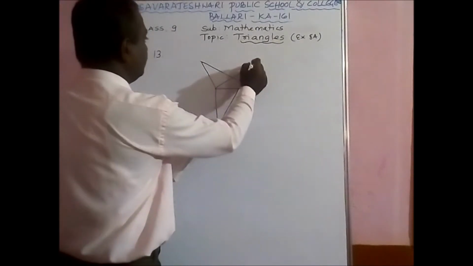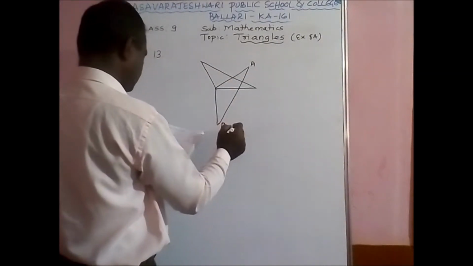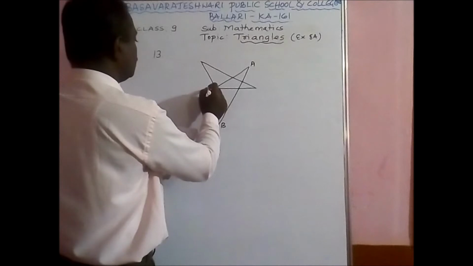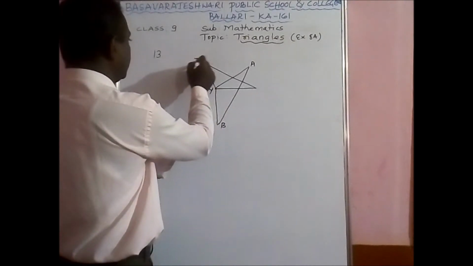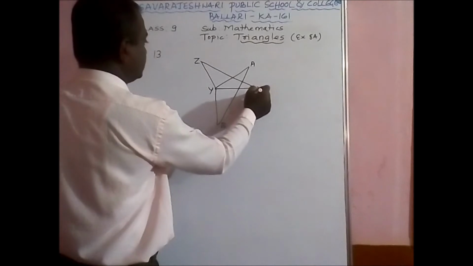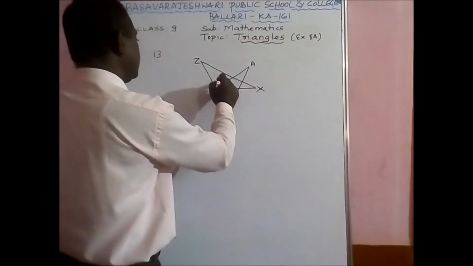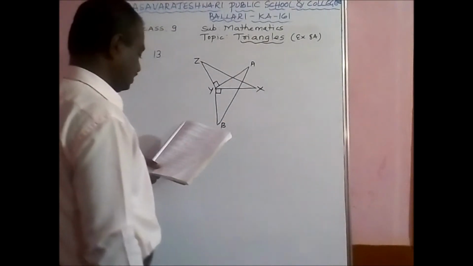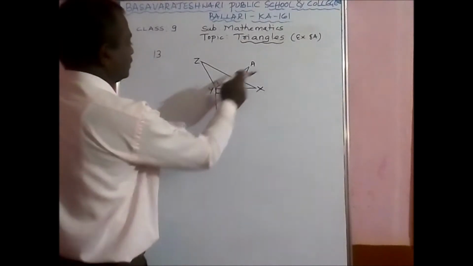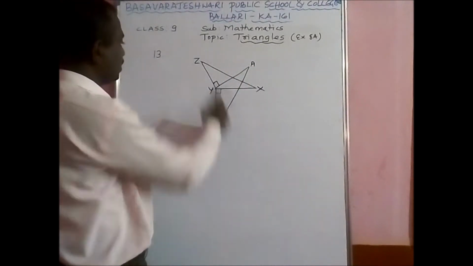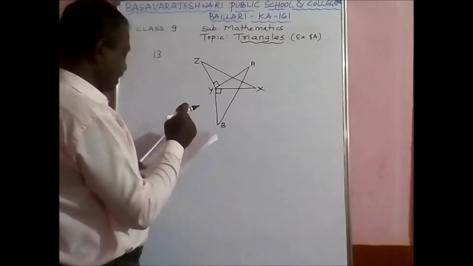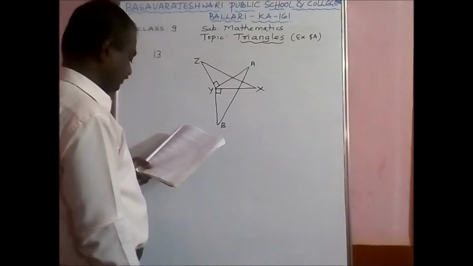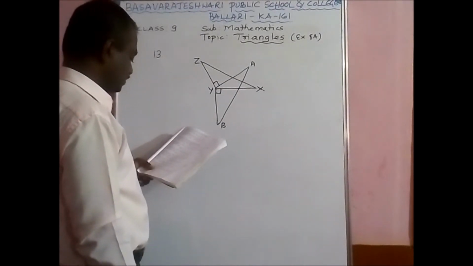This is A, this is B, D, this is Y, this is Z, this is X. So this is 90 degrees, this is also 90 degrees. This is the diagram, this is the figure. So here AY is perpendicular to ZY. Similarly, BY is also perpendicular to XY.